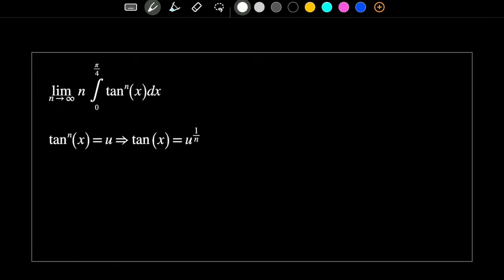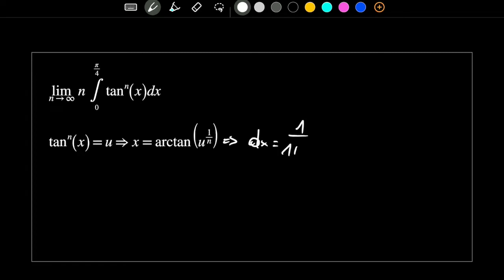And of course, we can now also take the inverse tangent of both sides to get x is equal to the arctangent of u to the power of 1 over n. So we have this, and at this point, we're just going to find our dx. So we have 1 over 1 plus u to the power of 2 over n, since we square it. And now we have to apply the chain rule. So of course our function we plugged in was u to the power of 1 over n. So that's just the basic derivative, which is going to give us 1 over n times u to the power of 1 over n minus 1, and then of course in the end du.